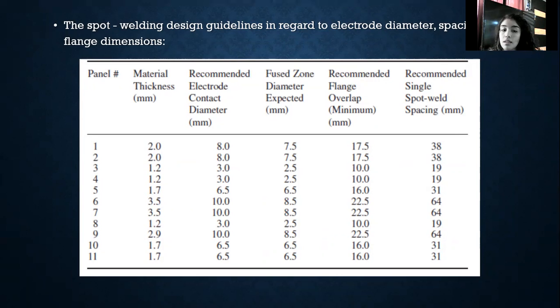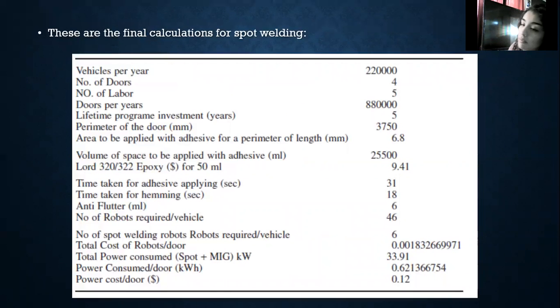We can calculate the considerations, the data, for example, the recommended electrode, the fused zone diameter, the recommended flange overlap, the recommended single spot spacing for each part of the design. Now, also the costs were calculated of all the things that are necessary in this process.